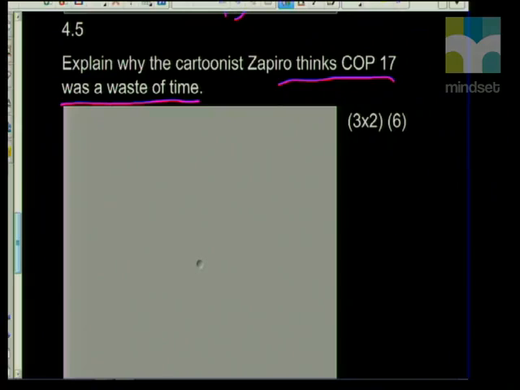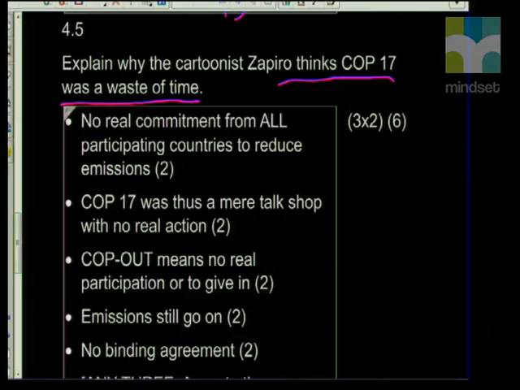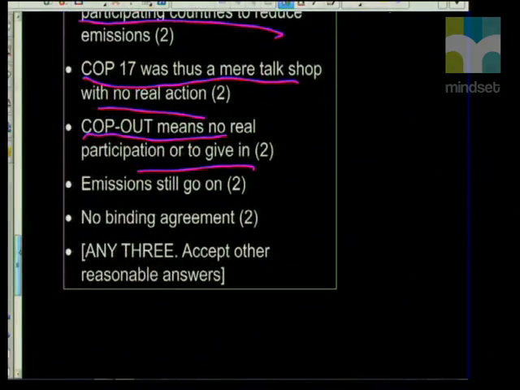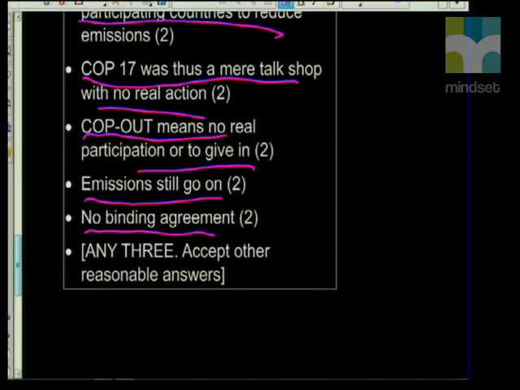You understand? So if we look at the answers here, no real commitment from all countries participating, each looking at their personal gain, especially the developed countries. It's a mere talk shop. That is why it's cop out. Now you're linking the information you learned to the cartoon. Cop out means no real participation. Emissions still go on because the earth is continuing to burn. You're not going outside the cartoon. You're interpreting the cartoon and giving it here. No binding agreement. Those guys are still fighting.